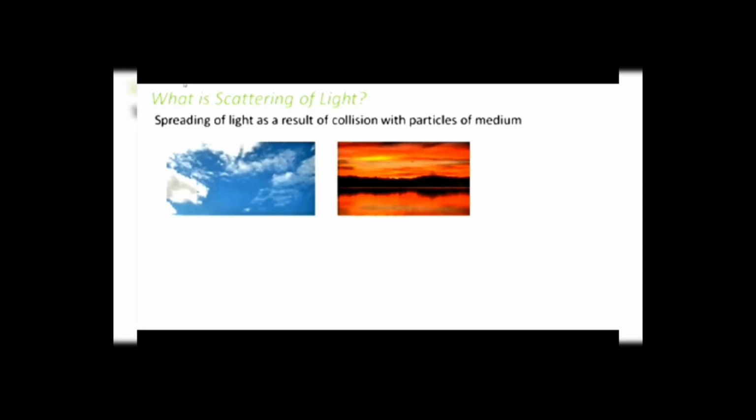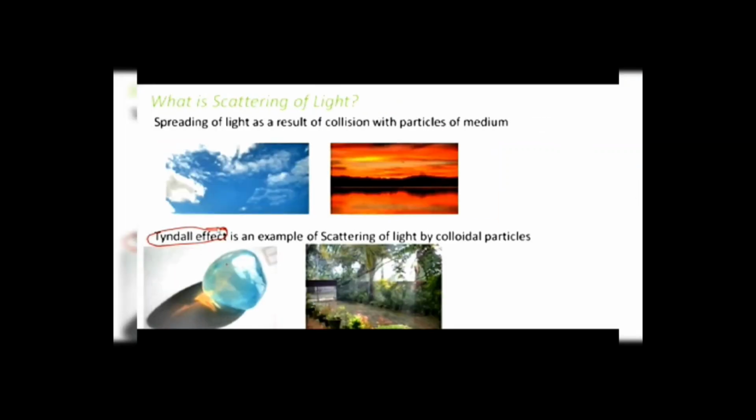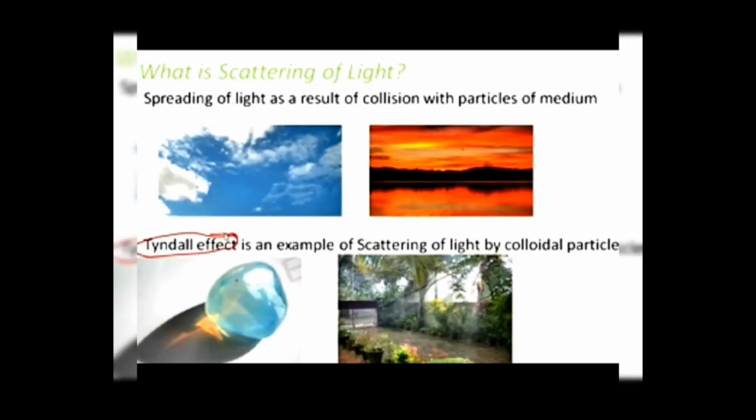So when we talk of scattering of light, it's good to talk about the Tyndall effect. Tyndall effect is an example of scattering of light by colloidal particles. There are different types of scattering phenomena, but at this level we only talk about the Tyndall effect. So what is the Tyndall effect? It's also a scattering of light. This also happens due to collision with particles of the medium. But in this case, the collision happens with colloidal particles.